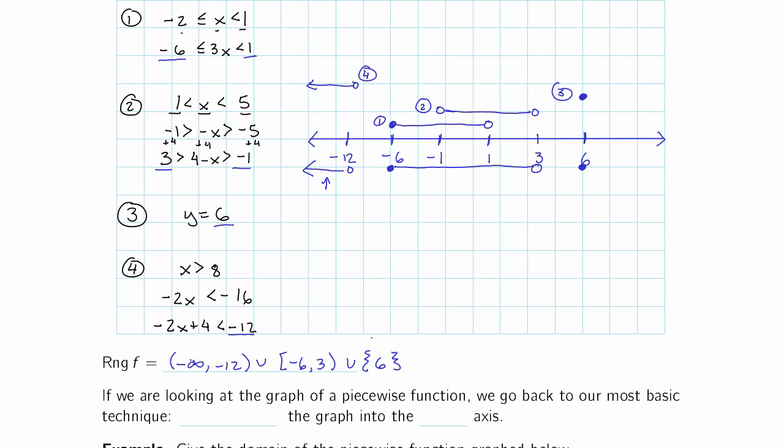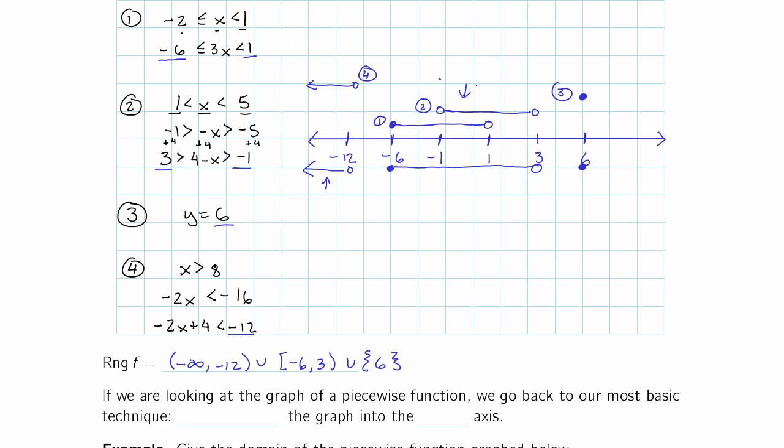It was a little bit harder to figure out than the domain because the range of each piece wasn't immediately told to us. We had to do some algebra involving inequalities. And it was also a little bit trickier because we had to remember that when we have an overlap like this, well, it doesn't matter. Those points are in the range at least once. They're in the range.